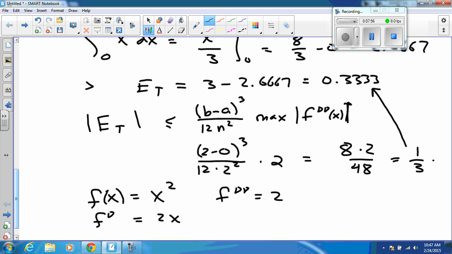So for other functions, we won't be so lucky. But for this particular function, our error bound turned out to be the actual value of the error itself.